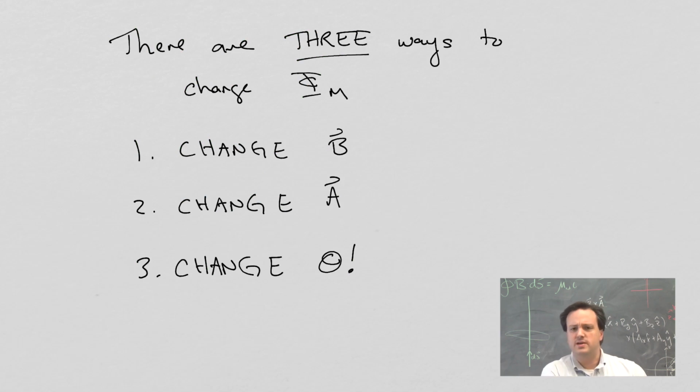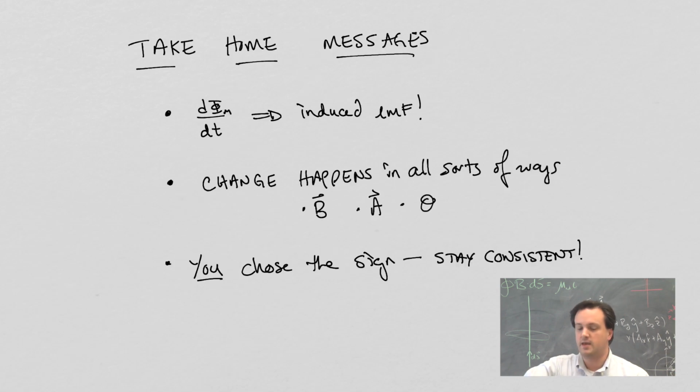So don't forget the three different ways you can change the magnetic flux, right? You can change the magnetic field, you can change the area vector, or you can change the angle between them. And all of these methods are pretty powerful at changing the magnetic flux, and therefore being places where you would use Faraday's law.